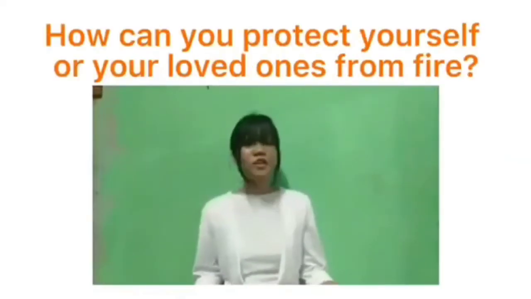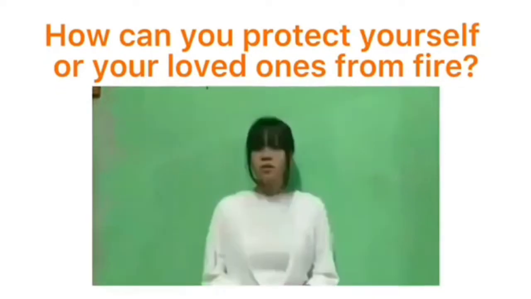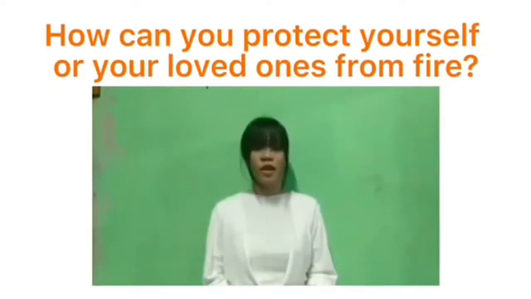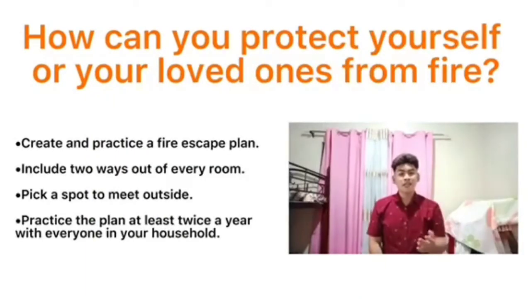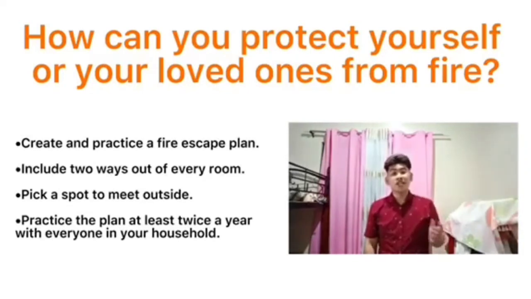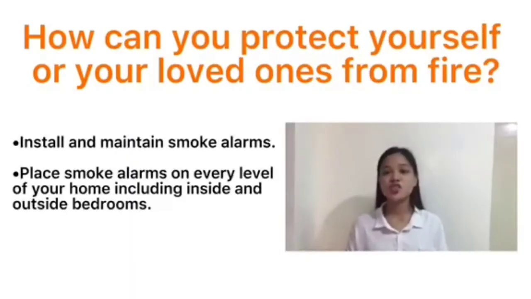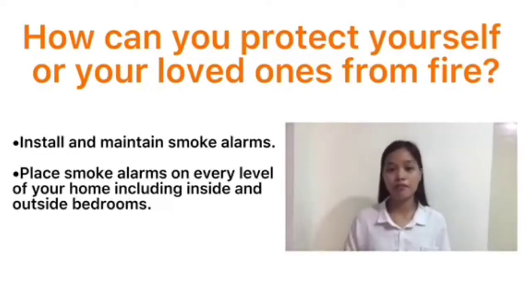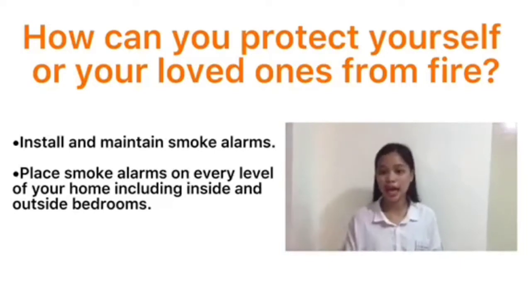How do you protect yourself and your loved ones from fire? These are just a few of the things that I'll mention to protect ourselves from fire hazards. Create and practice a fire escape plan. Include 2 ways out of every room. Pick a spot to meet outside. Practice the plan at least twice a year with everyone in your household. Install and maintain smoke alarms. Place smoke alarms on every level of your home, including inside and outside bedrooms.